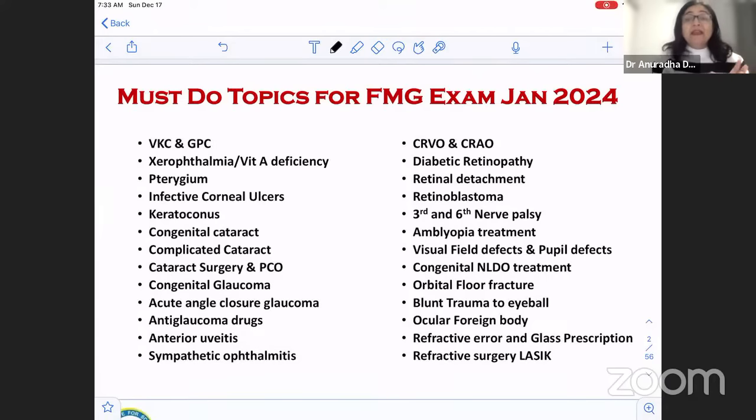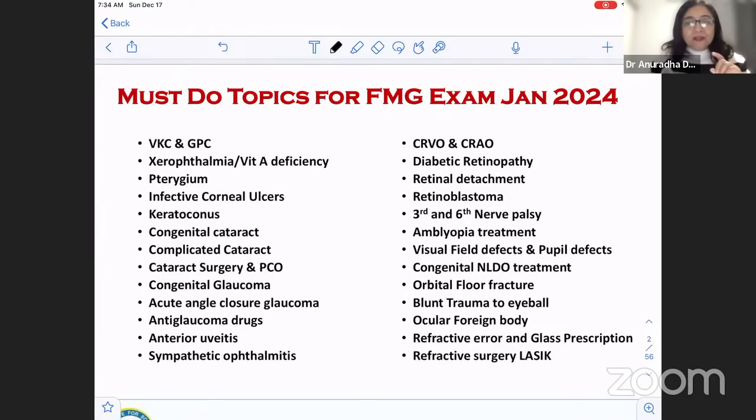Then in the chapter of cataract, please revise congenital cataract, complicated cataract, and cataract surgery. In the past few exams, questions based upon cataract surgery and after-cataract management have been coming. Then in the chapter of glaucoma, please go through congenital glaucoma, acute angle closure glaucoma, tests we do in glaucoma, and anti-glaucoma drugs, beta.